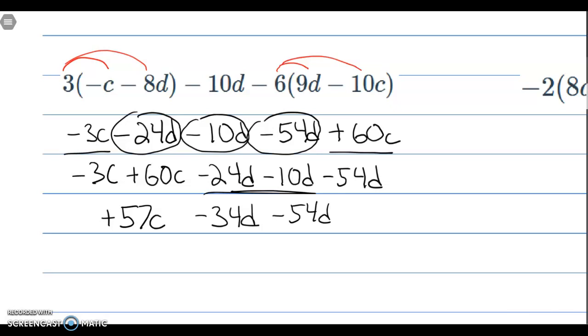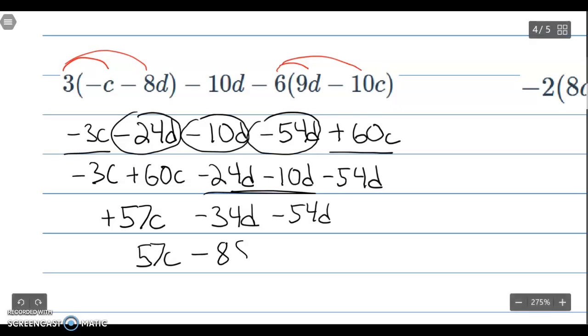So we're done with the c's, but we still have one more pair of d's to add. It's still the same sign, find the sum. So I've got a positive 57c, and adding these, we add them and leave it negative. That's going to be 88d, and that's the final answer.